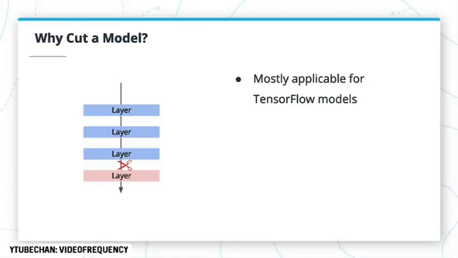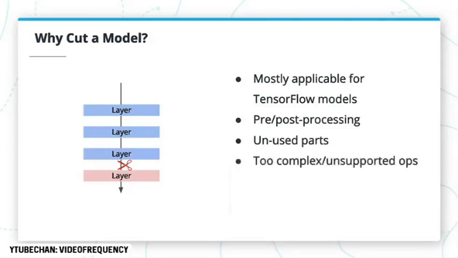Some common reasons for cutting are that the model has pre- or post-processing parts that don't translate to existing inference engine layers, that the model has a training part that is convenient to be kept in the model but is not used during inference. It may be that the model is too complex, with many unsupported operations, so the complete model cannot be converted in a single shot. The model might be one of the supported SSD models where a post-processing part needs to be cut off.